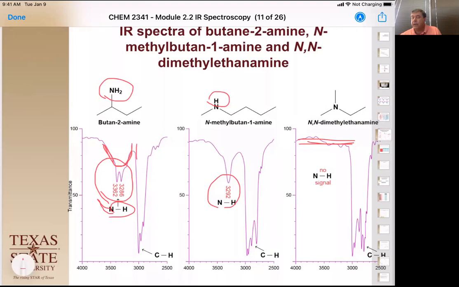Okay. The other thing I want to draw your attention to is notice that all of these are aliphatic. And if we draw a line down here, all of the peaks are below 3,000 right here. And as we get more and more complex, we start seeing more and more peaks in that range. But they're all carbon hydrogen peaks.